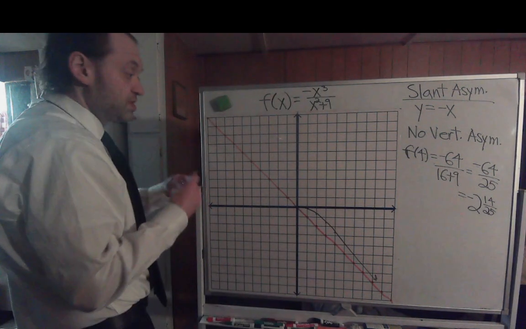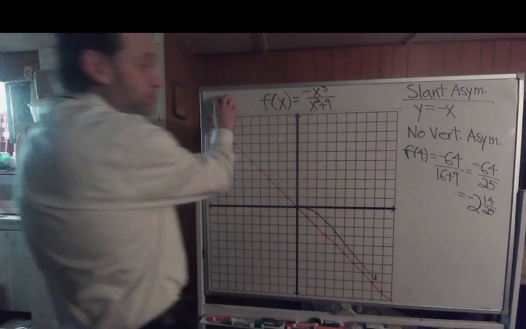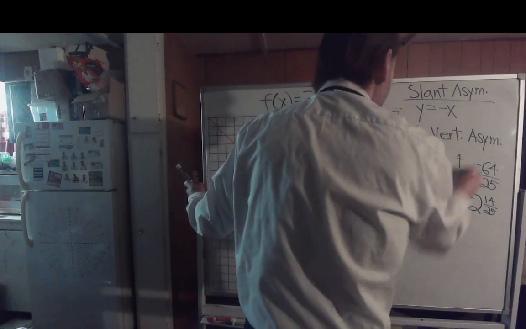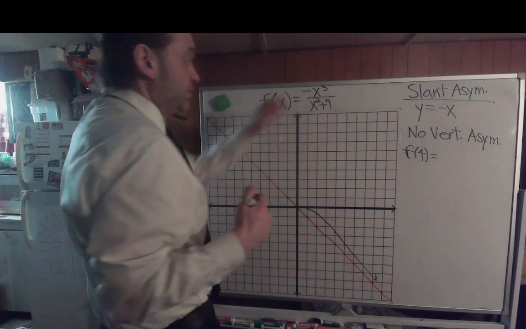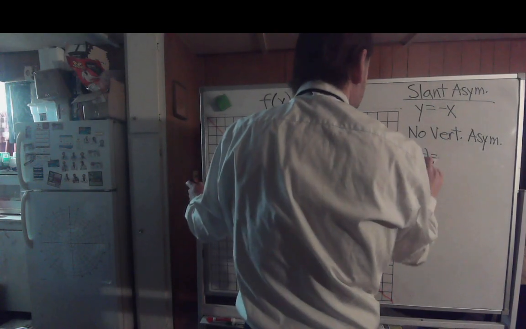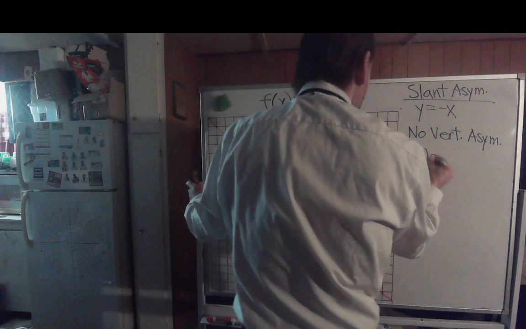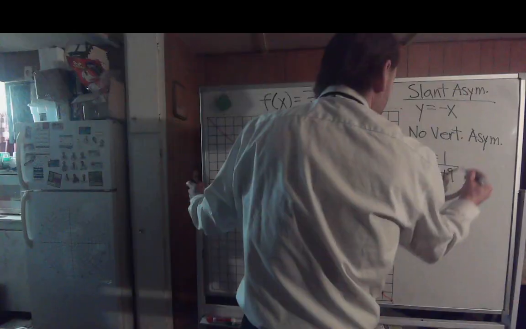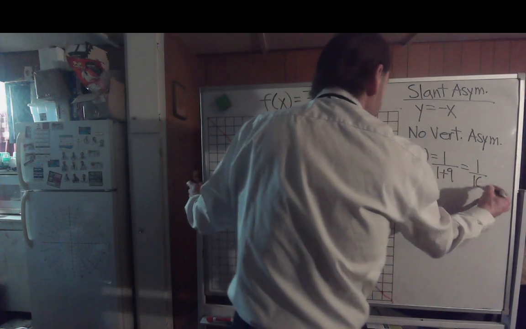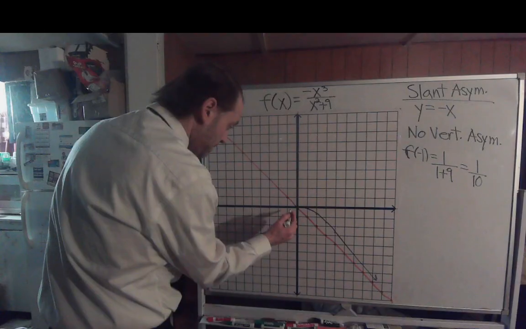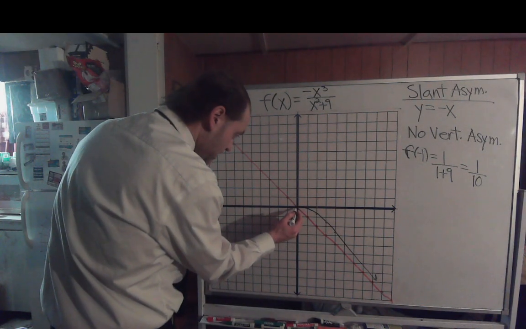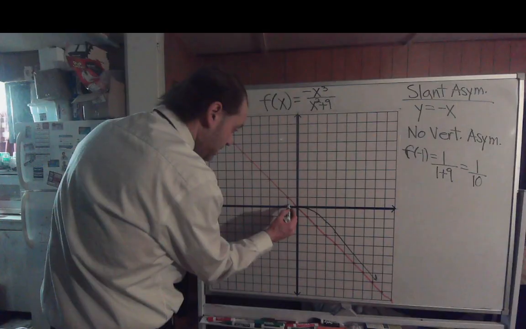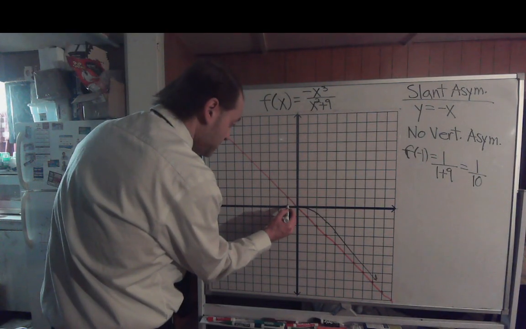And then let's go to the left. Let's go to x equals negative 1. If I put in negative 1 for x, that would give me positive 1 over 1 plus 9, which would give me a y value of positive 1/10. So at negative 1, I would get a positive value of 1/10.